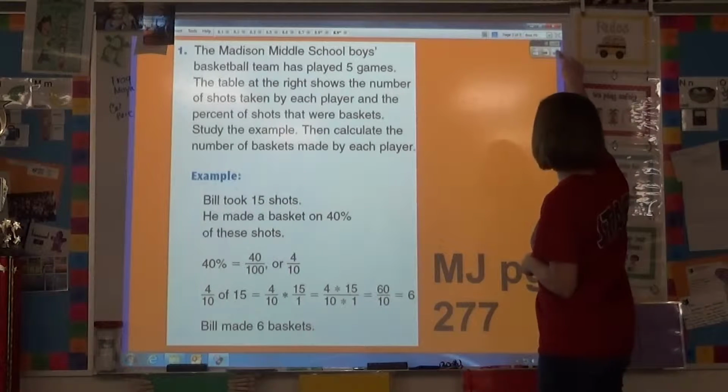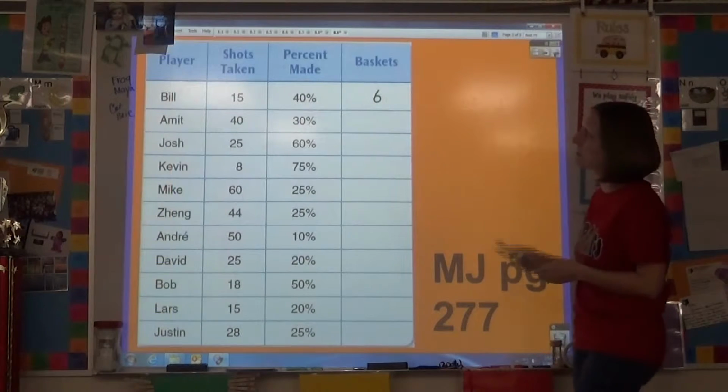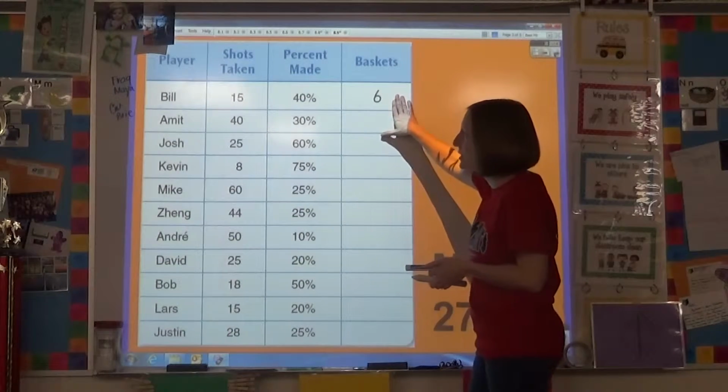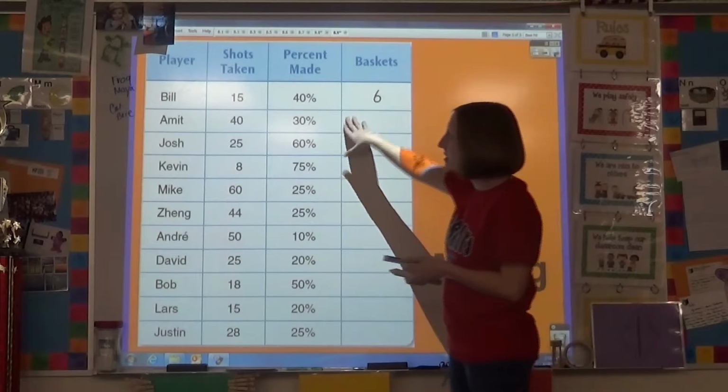Okay, so let's take a look at that. We'll use some examples here. Slow it down a little. We've already got Bill figured out. He made 6 baskets. Okay, let's look at our next player.